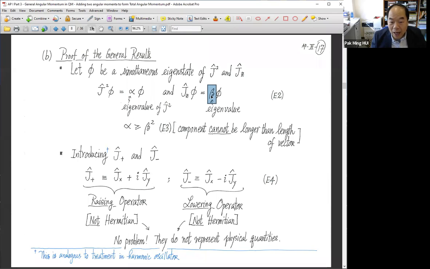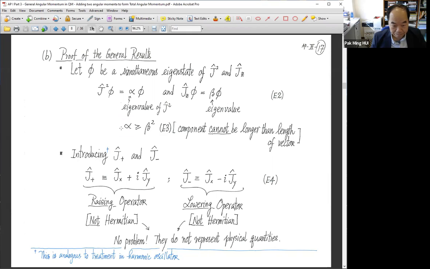But we know one very simple criterion. The Z component cannot be longer than the vector itself, okay? This is represented by this inequality. Here, I use a square because the Z component squared is shorter than the magnitude squared. If you take a square root, that will be the square root of alpha bigger than or equal to beta, okay? The same thing.